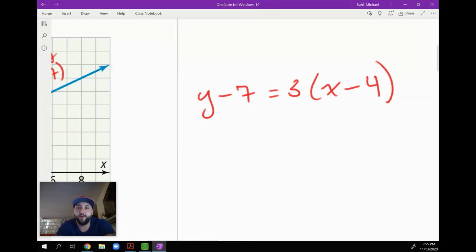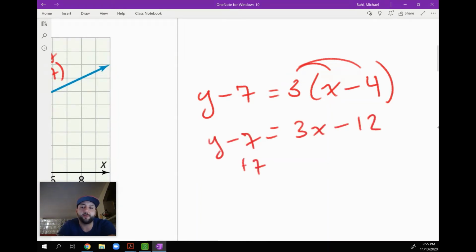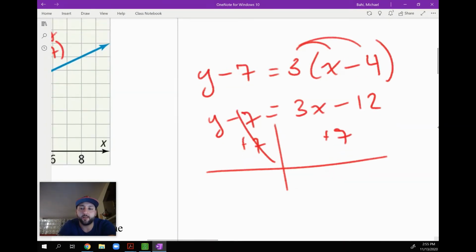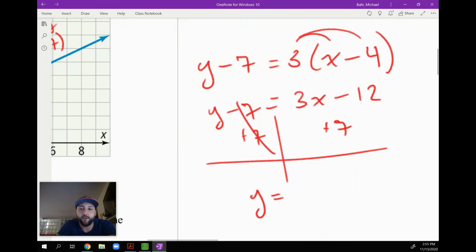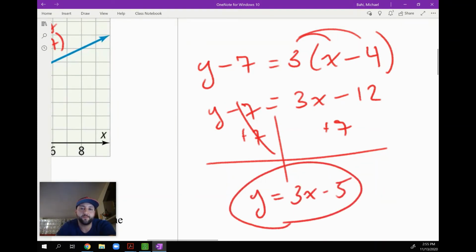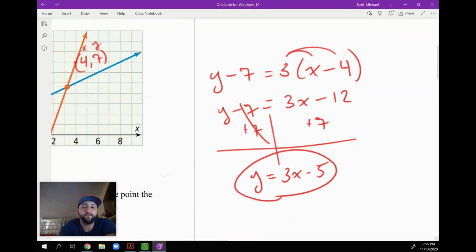Got you. If we distribute, 3 times x is 3x minus 12 equals y minus 7. To get it to be y equals, I'm going to add 7 to both sides. And the only thing I can really add it to on this side is that negative 12. So on the left side, we're left with y equals 3x, and the negative 12 plus 7 is negative 5. There you go. There's your answer in slope-intercept form.